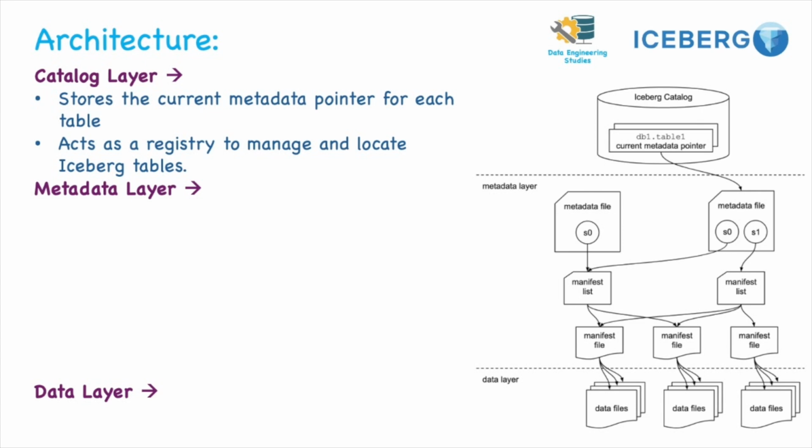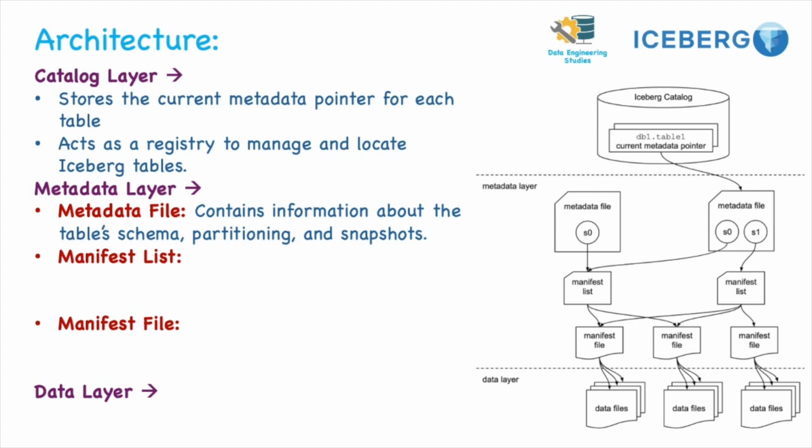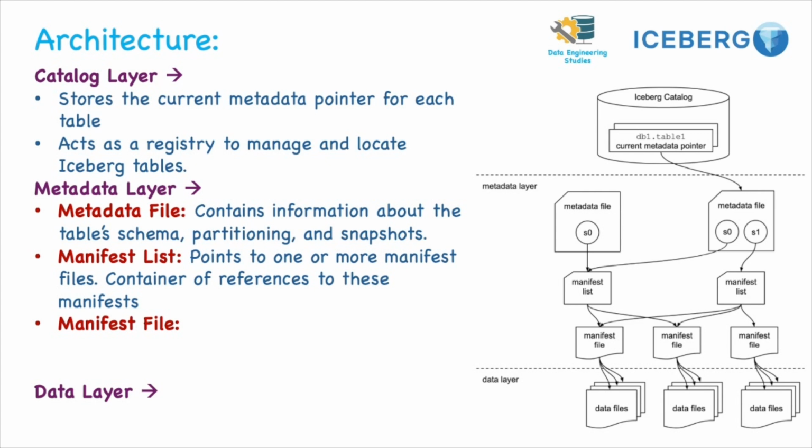The next layer is the metadata layer. The metadata layer has three components: metadata file, manifest list, and manifest file. The metadata file contains the table schema, partition spec, snapshot history, and reference to the manifest list. The manifest list points to one or more manifest files. It contains the references to the manifest files.